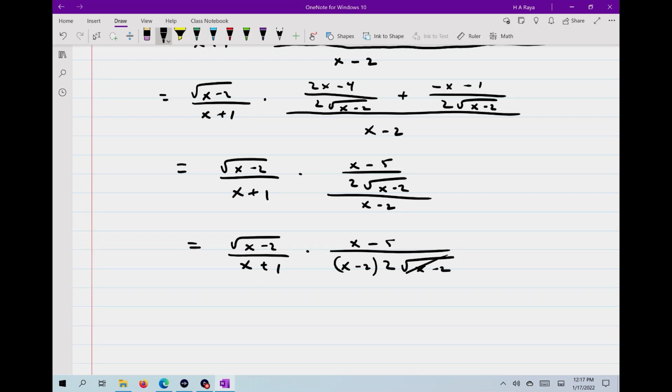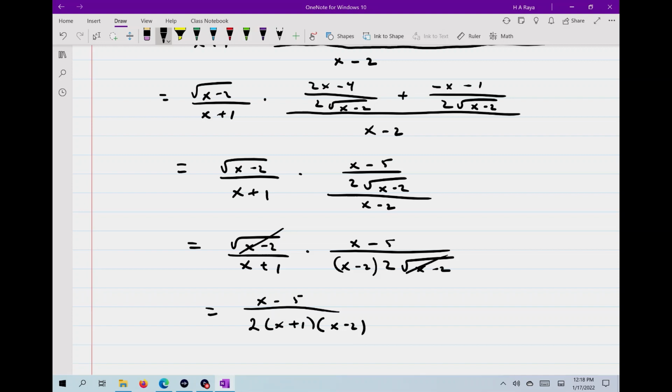Here, these two radicals cancel out completely, and I'm left with x minus 5, let's put that 2 all the way in the front here, times x plus 1, x minus 2. Whew. Now, that was a little busy. It wasn't the easiest problem.